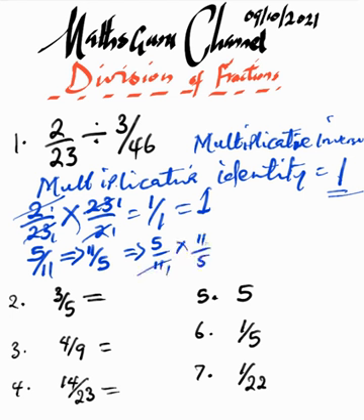5 over 11 multiplied by 11 over 5. 11 in 11, 1. 5 in 5, 1. 1 times 1, 1. Remember, multiplication is done directly. So 1 over 1 is equal to 1. Therefore, the multiplicative inverse of 5 over 11 is equal to 11 over 5.